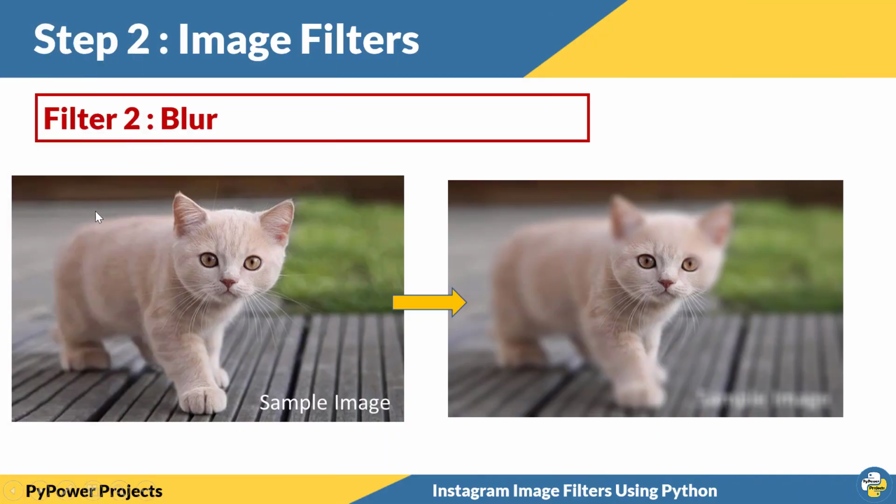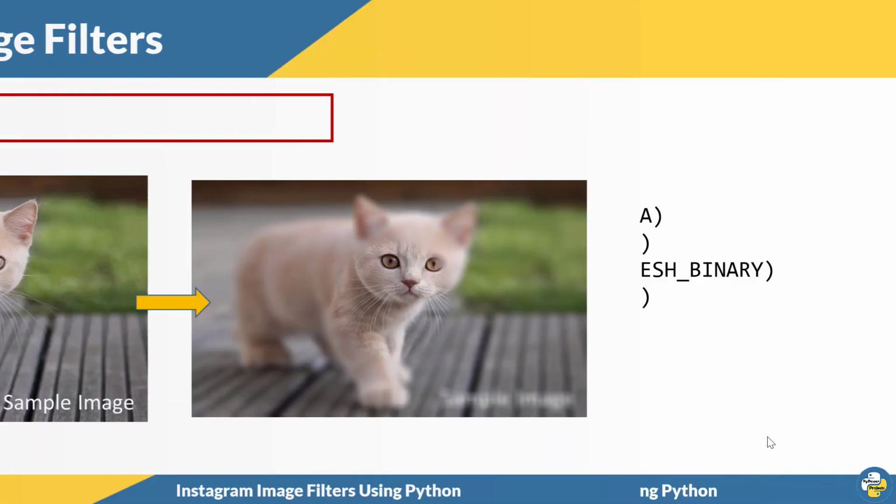What is the output? This is my sample image, and when I apply the blur filter on it, my image is converted like this. So you can blur your image using this blur filter.